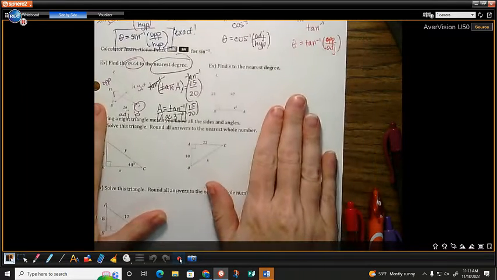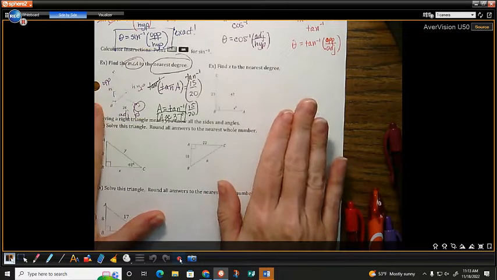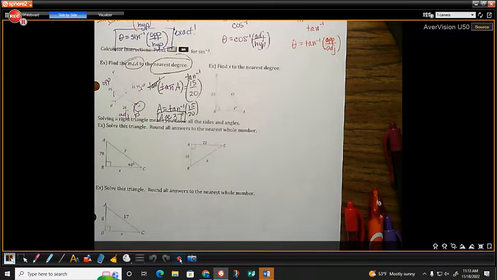So try setting up the next one. It doesn't take long. Take the time to write them down. I know a lot of you are not going to like writing stuff down in this unit. Too bad, write it down anyway.